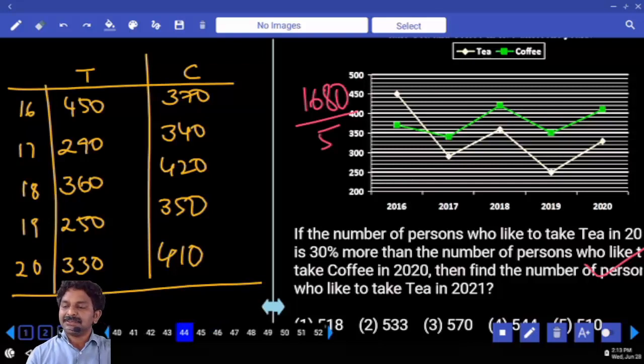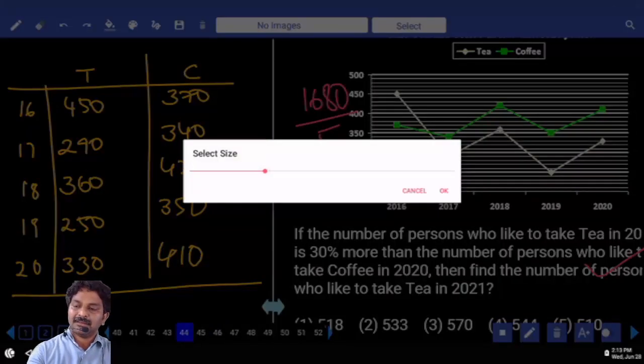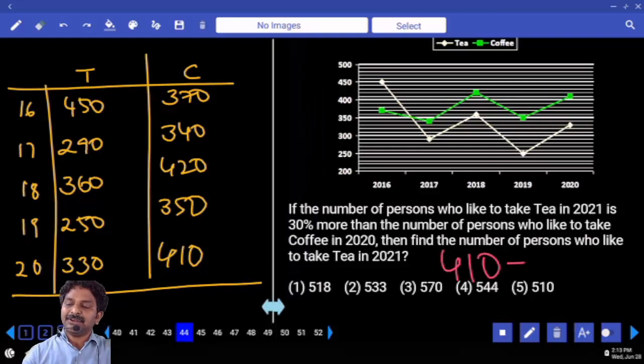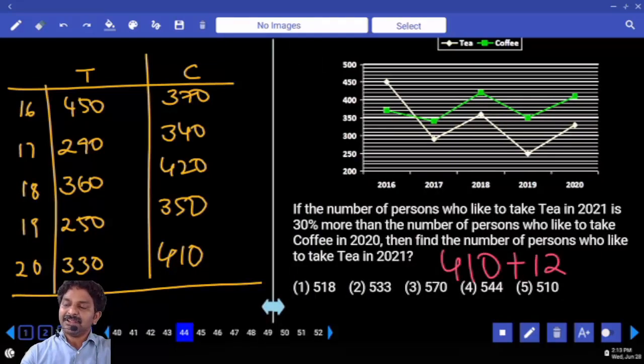If the number of persons who like to take tea in 2021 is 30% more than the persons who like to take coffee in 2020. Coffee 2020, which is 410, and our number is 30% more, correct? That means 410, 30%, 10% into 3, which is 123. Then find the number of people who like to take tea in 2021. Answer must end with 3.